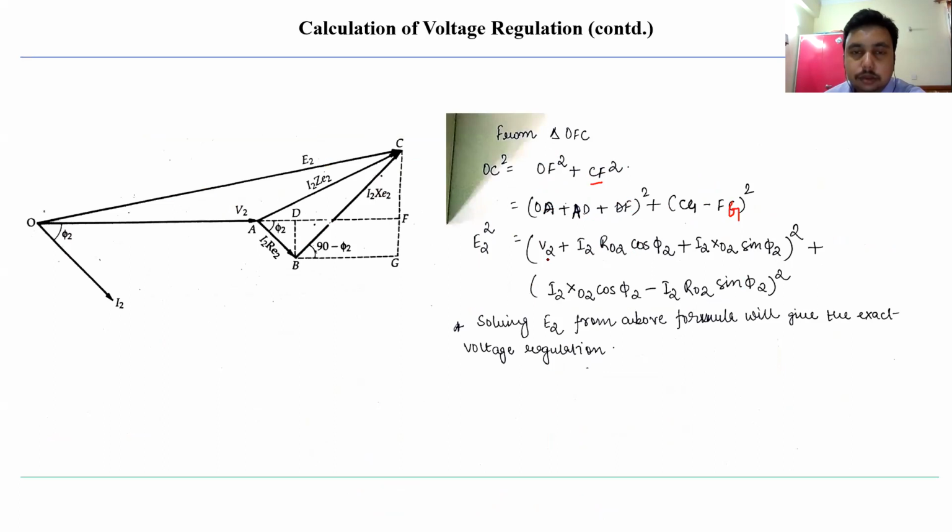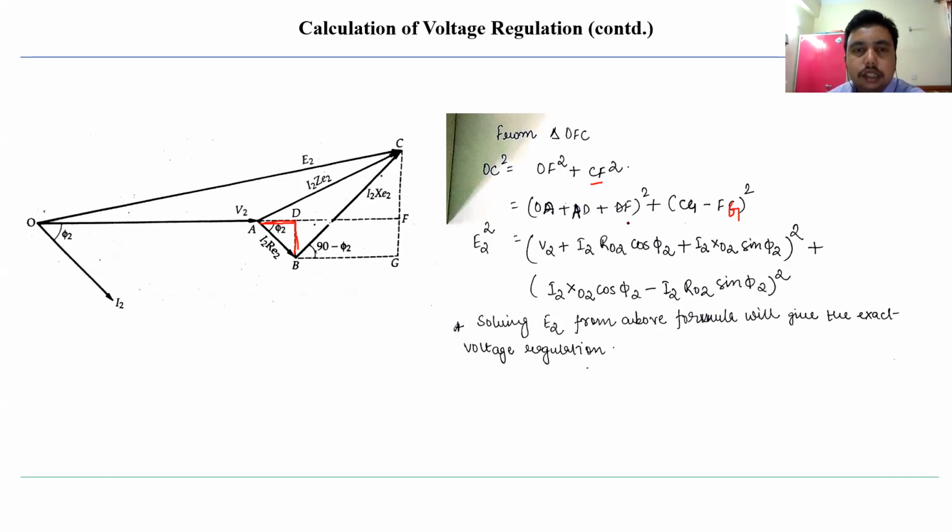You can write the equations following the triangle, and you will be getting V2 plus I2 AD. What is AD? AD would be I2 into R02 cos phi 2. This particular right angle triangle is to be seen. So this will be giving you I2 into R02 into cos phi 2 plus DF.